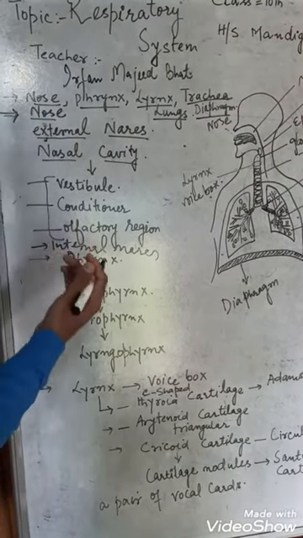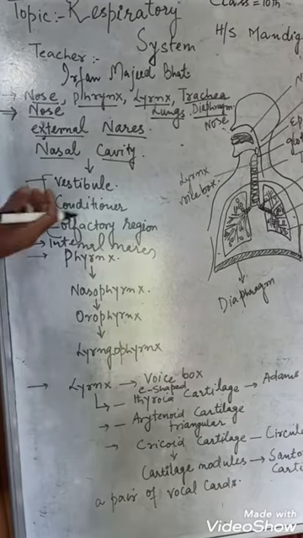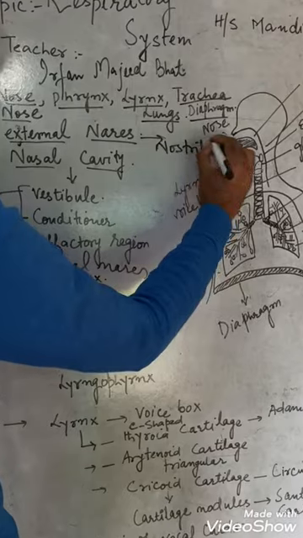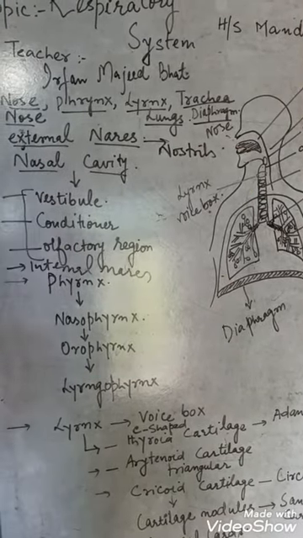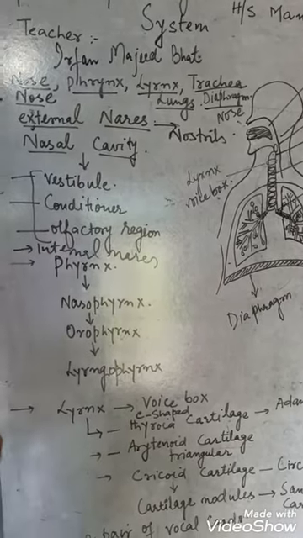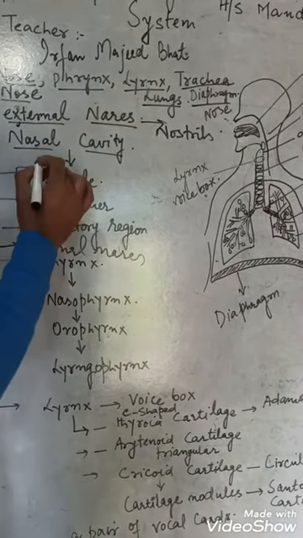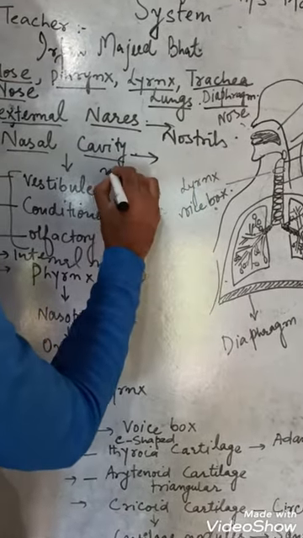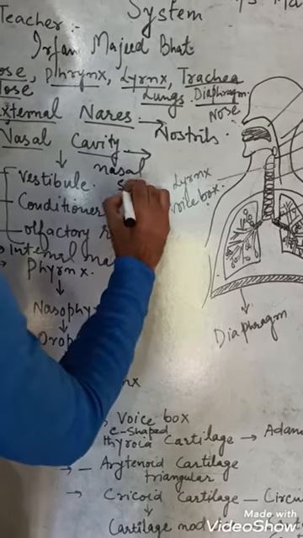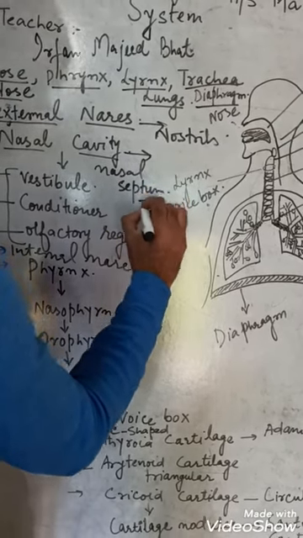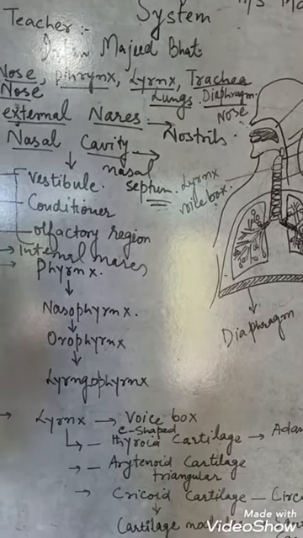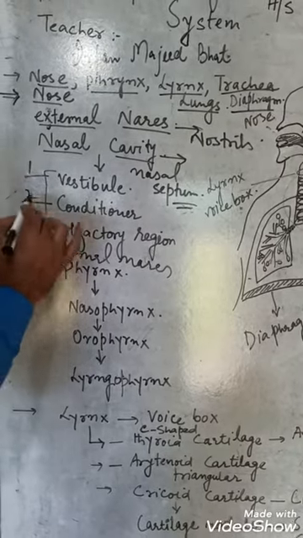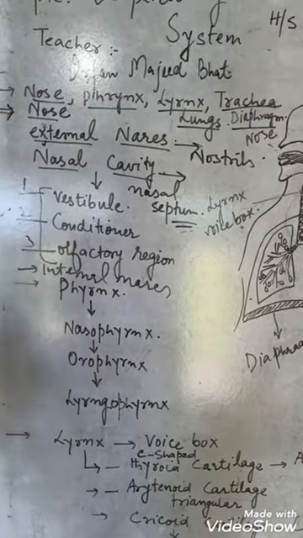First of all, the external nares. External nares are the openings of the nose, which are also called the nostrils. They are the slits, or we can say the openings, of the nose. Inside our nose we have the cavity called the nasal cavity, and it is divided into two nostrils by means of a nasal septum. Now this nasal cavity is divided into three parts: number one is the vestibule, second the conditioner, and third the olfactory region.